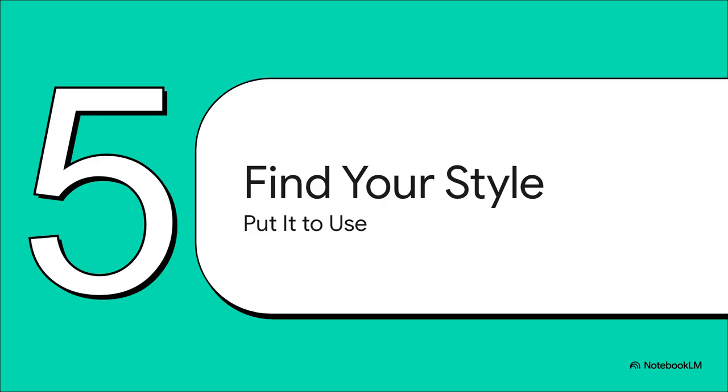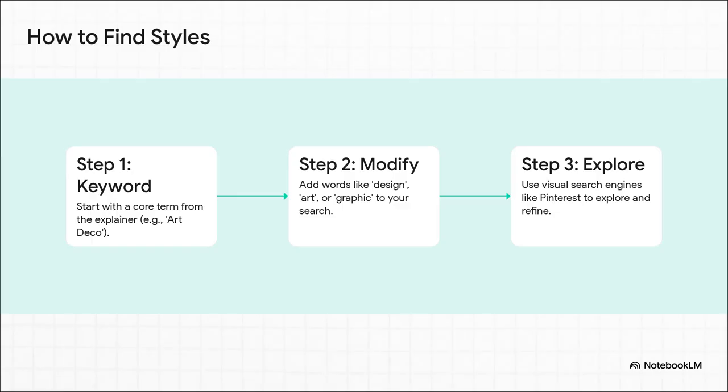So, after that whirlwind tour through design history, we're at the most important part. How do you actually use all this? How do you take this new vocabulary and finally get what's in your head out into the world? Well, it's actually pretty simple, just 3 steps. First, start with one of the core keywords we've talked about, say Bauhaus or kitsch. Step 2, add a little modifier to get more specific, like poster art or logo design. And step 3, take that whole phrase and pop it into a visual search engine like Pinterest. That's where you can really start to explore and see what sparks.